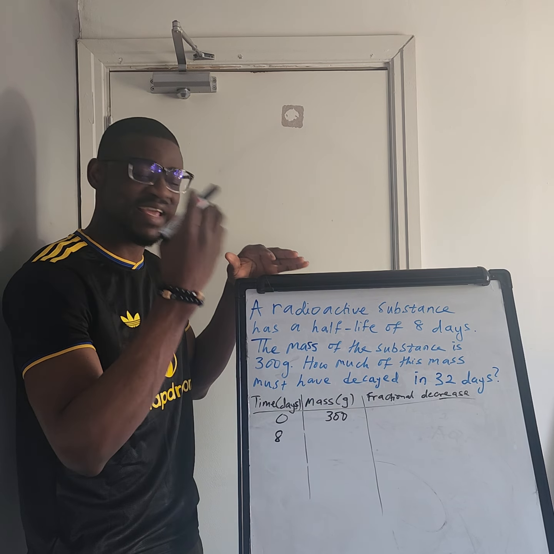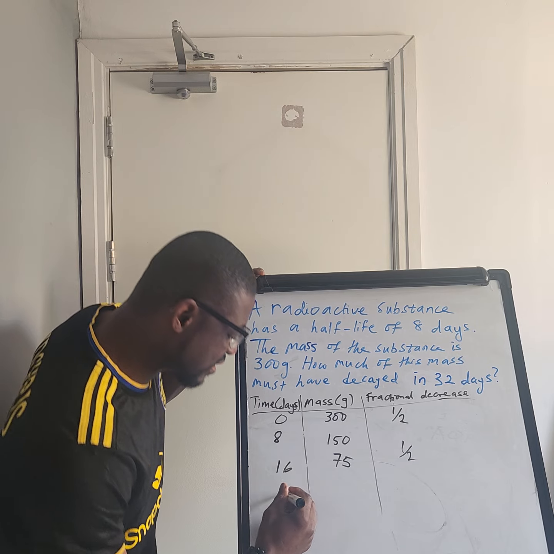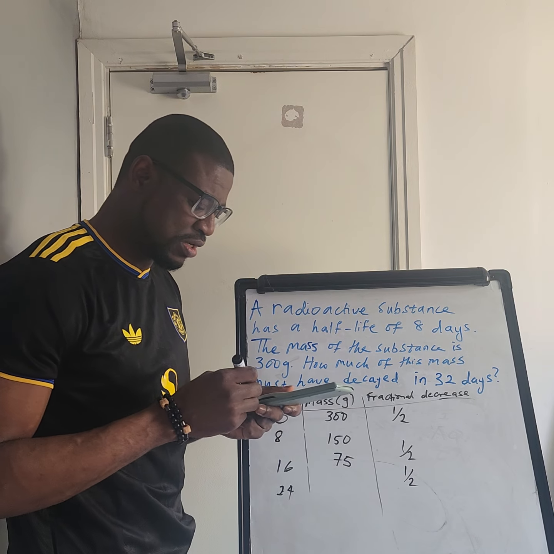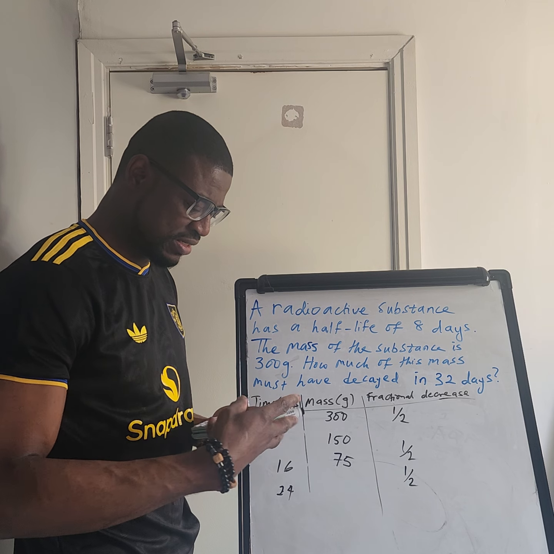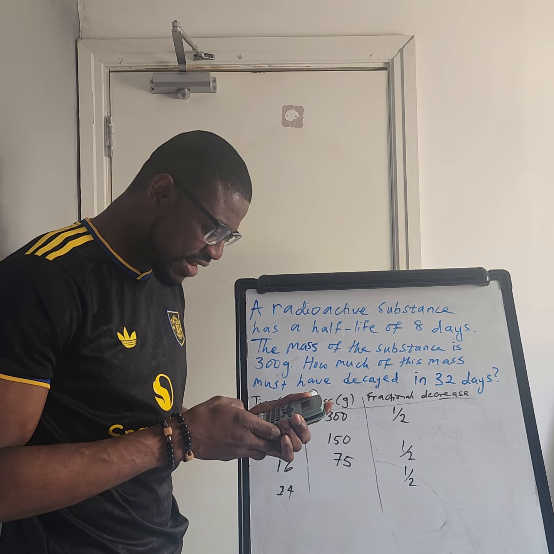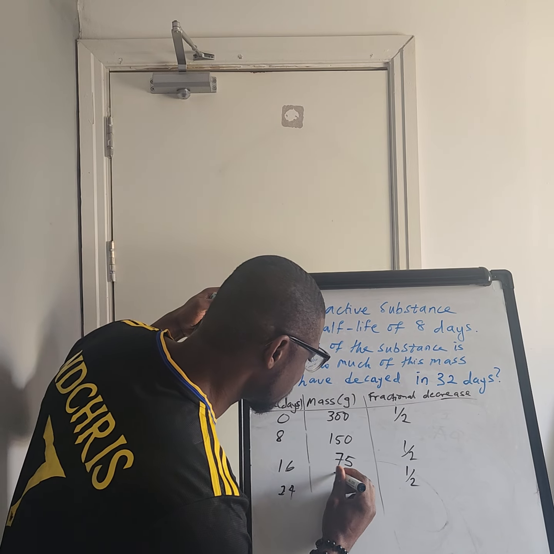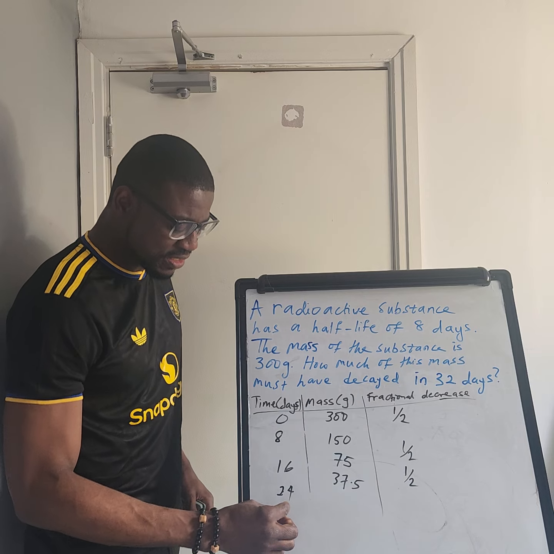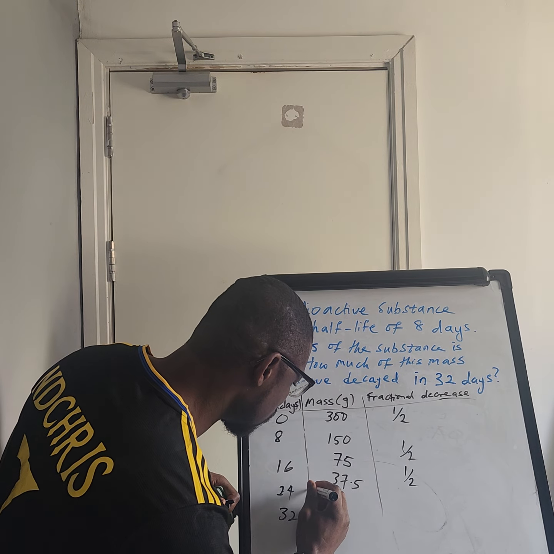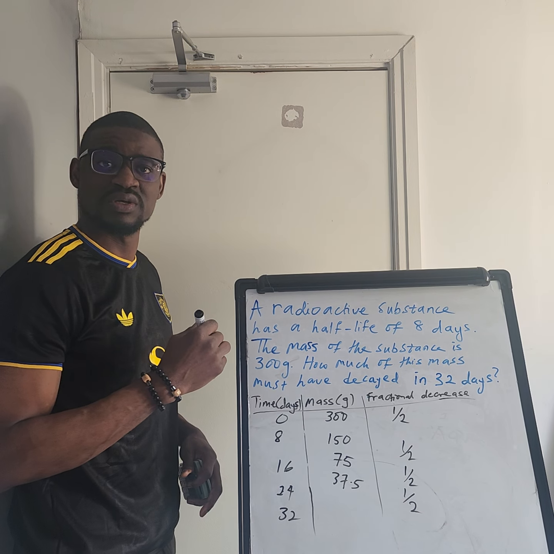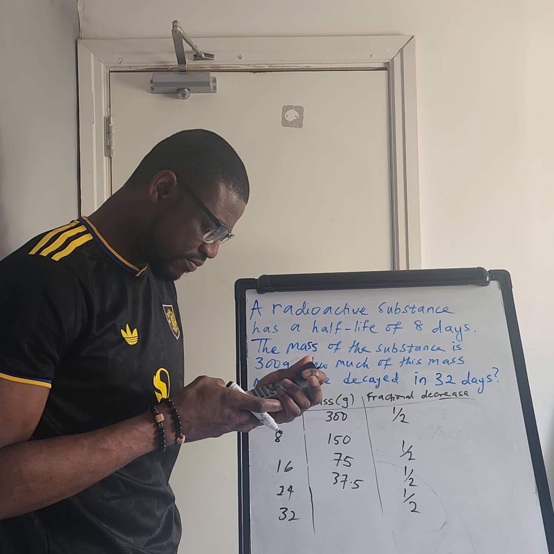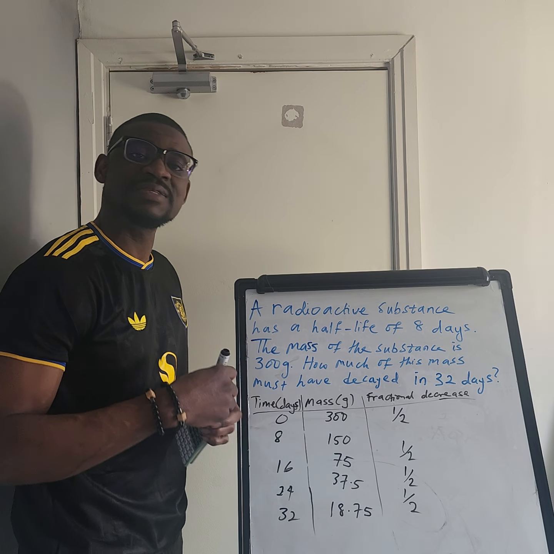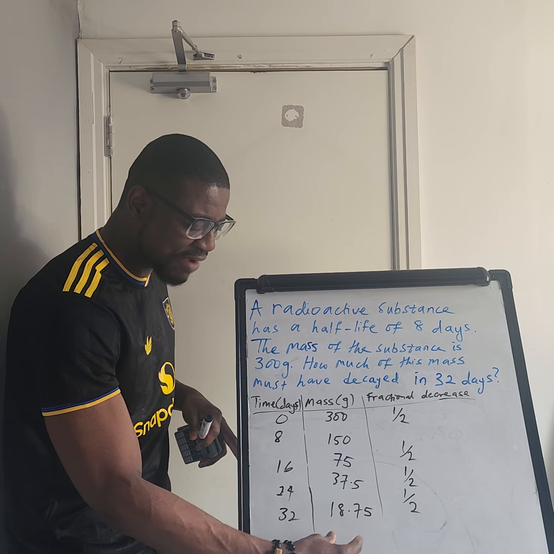In a similar vein, after another 8 days, that means 16 plus 8, 24. This will drop by half again. So my fractional decrease is still 1/2. And then I'm going to say 75 divided by 2 to make it easier. That leaves us with 37.5. But we are not done. We are heading to 32 days. After another 8 days means 24 plus 8, which will leave us with 32. Fractional decrease is still 1/2. Now, divide 37.5 by 2. It will leave us with 18.75. So that means that I am left with this mass of the substance after 32 days.